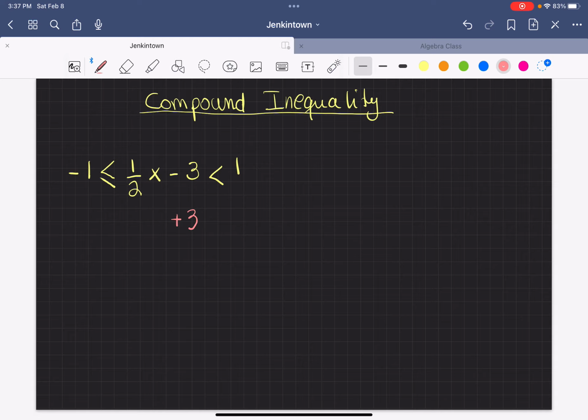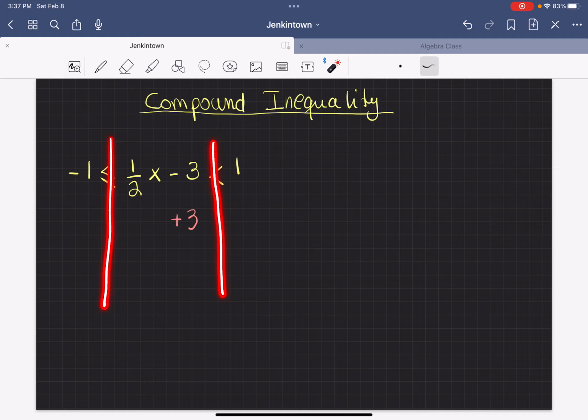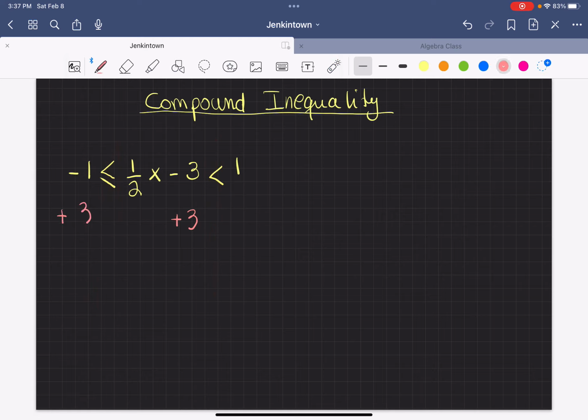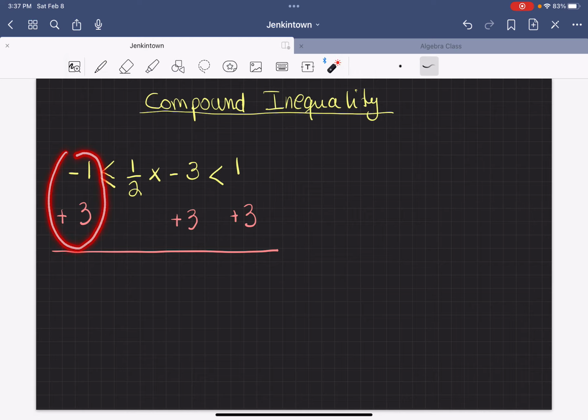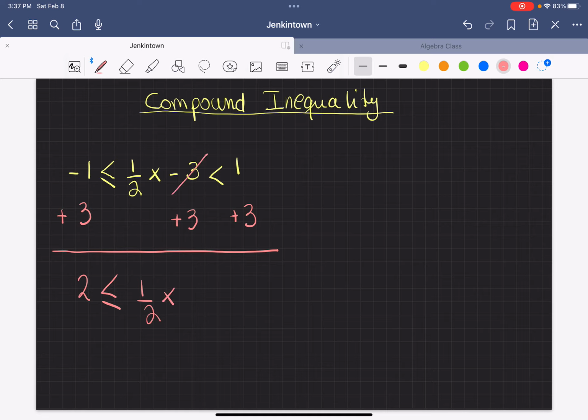So we do +3 here to eliminate our -3, but we must do +3 on every part of this inequality. So I will also do +3 on the left side and also on the right side. And now I add vertically. -1 + 3 is +2, less than or equal to 1/2 x, -3 + 3 is 0, less than 1 + 3 on the right side, that will be 4.